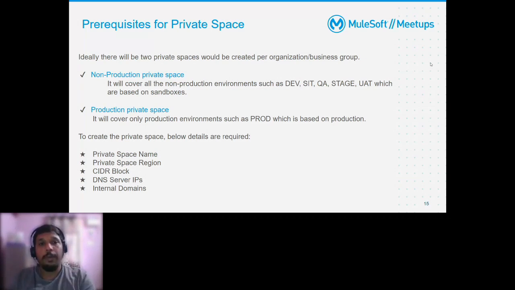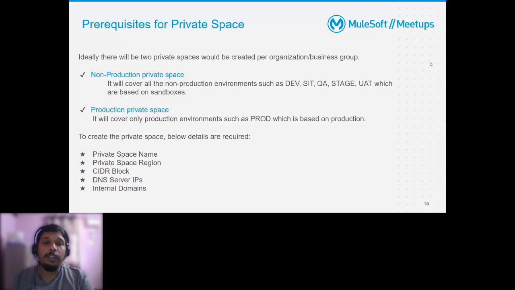With respect to private space, as per the recommendation, there will be two private spaces per business group, or it could be at the organization level itself. One is a non-production private space, and the other is a production private space. The non-production private space covers all the sandbox environments, meaning dev, SIT, QA, stage, UAT, pre-prod, everything. The production private space is meant for production environments. Only these two private spaces have to be segregated.